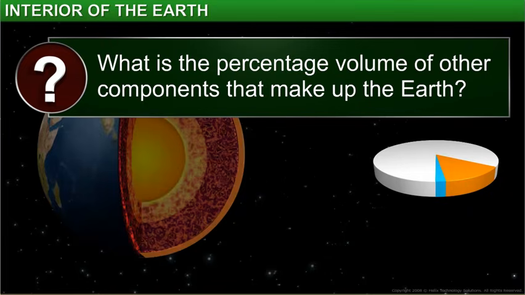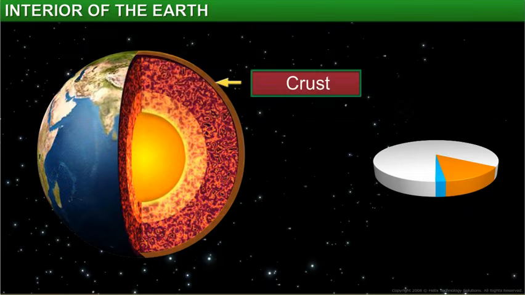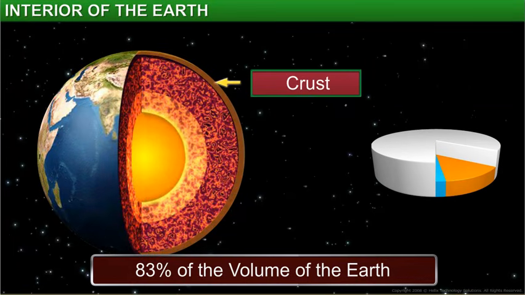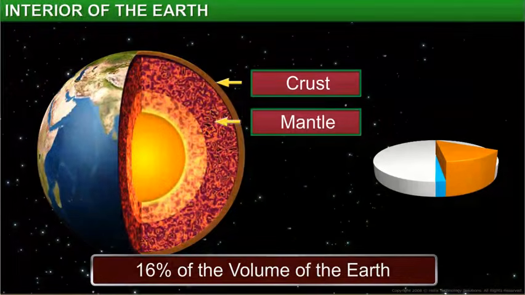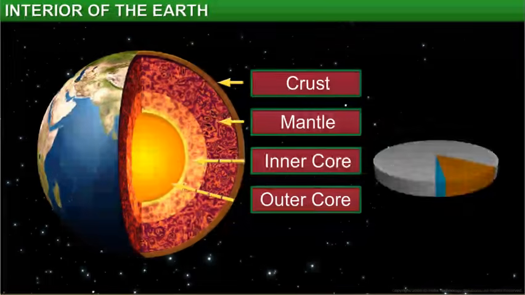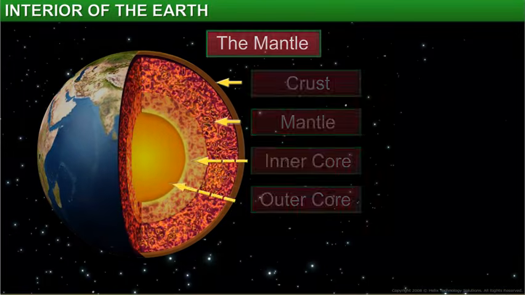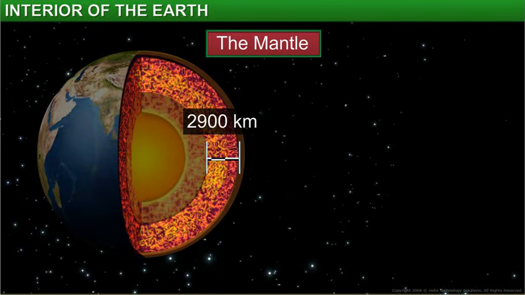So what about the other components that make up the Earth? Well, 83% of the Earth is made up of the mantle, and the remaining 16% consists of the inner and the outer cores. The mantle lies just below the Earth's crust and is 2,900 kilometers deep. That makes it the thickest among all the layers that comprise the Earth.